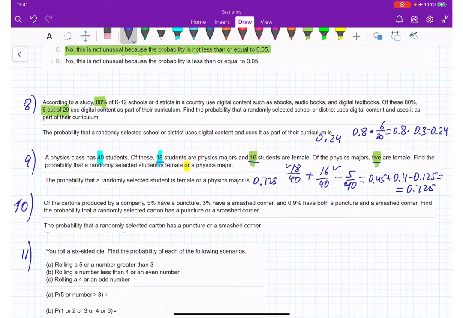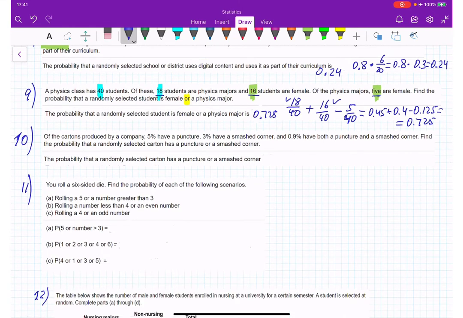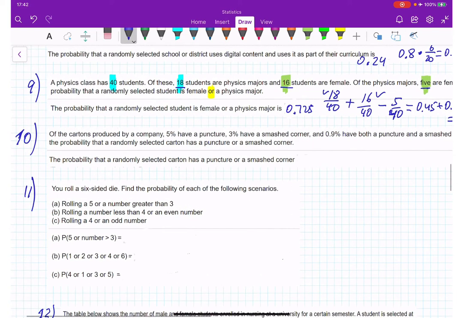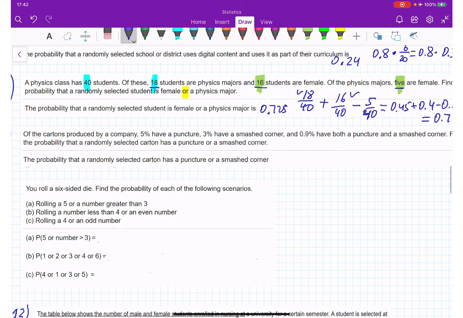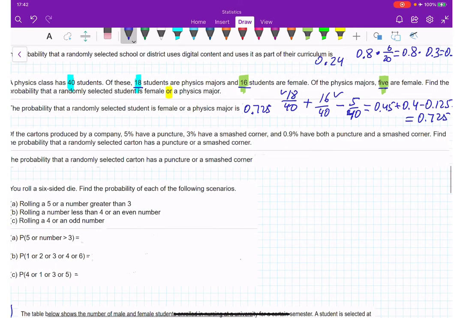Question number 10. Of the cartons produced by a company, 5% have a puncture, 3% have a smashed corner, and 0.9% have both a puncture and a smashed corner. See here, and this and that, so it's coming together.